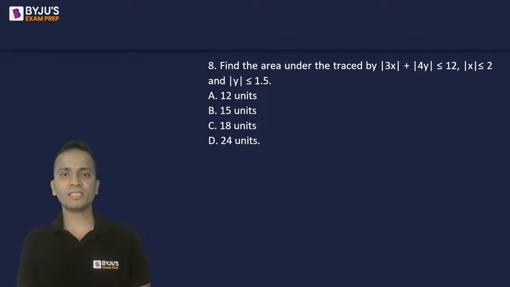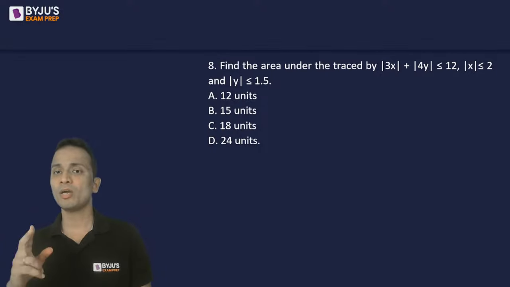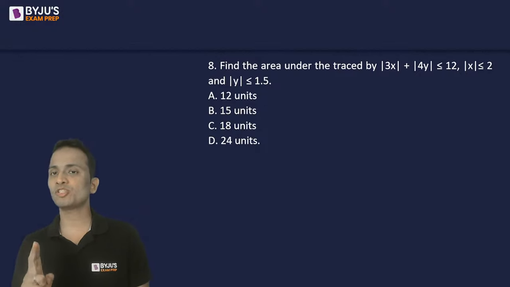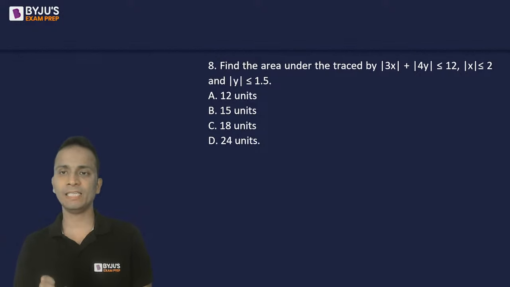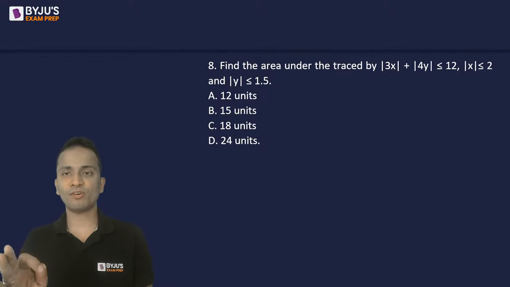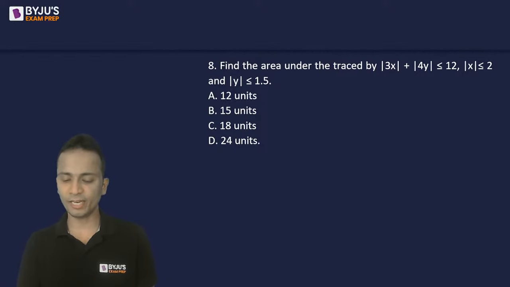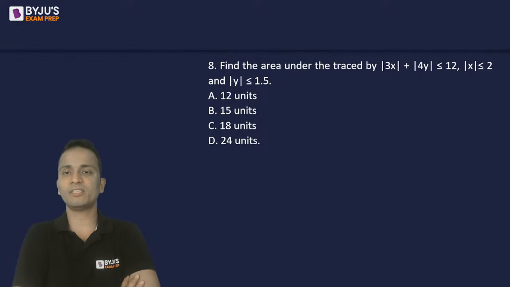Question number 8 is the question of area under graph, area under curve. So find the area under the trace by modulus of 3x plus modulus of 4y is less than equal to 12, modulus of x is less than equal to 2, modulus of y is less than equal to 1.5. Carefully draw the graph of all these inequalities and find out the area traced by them.